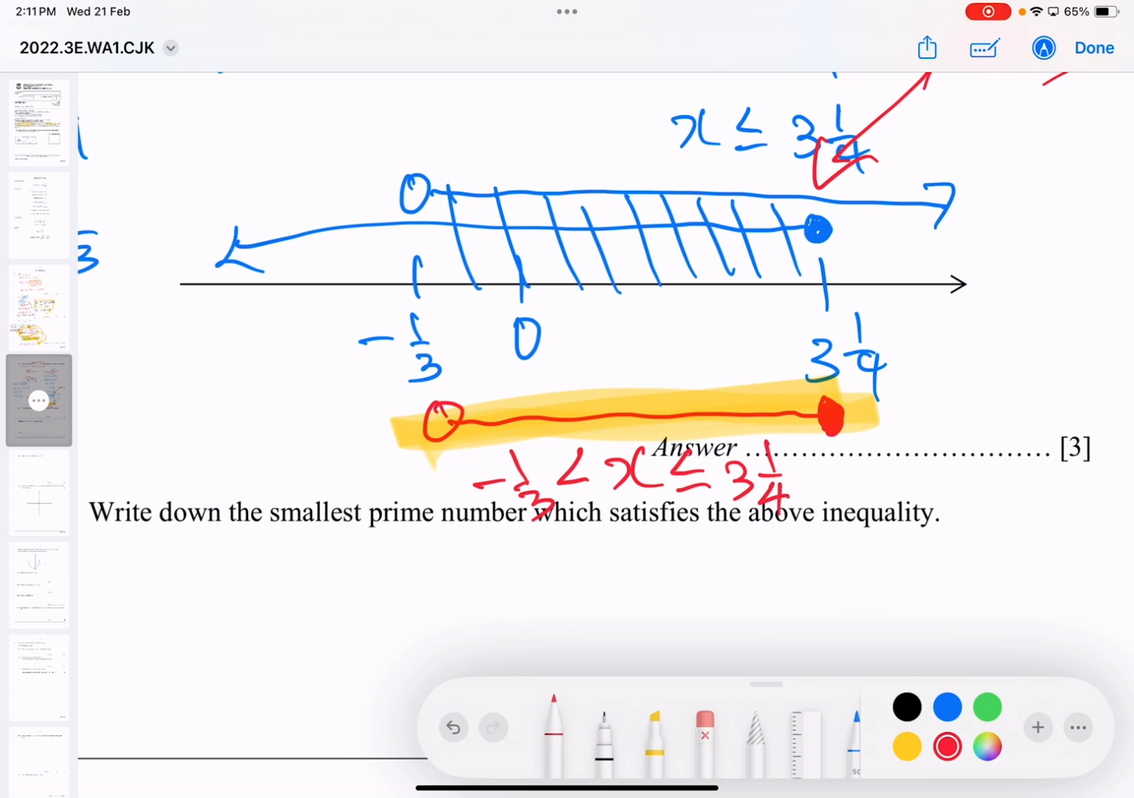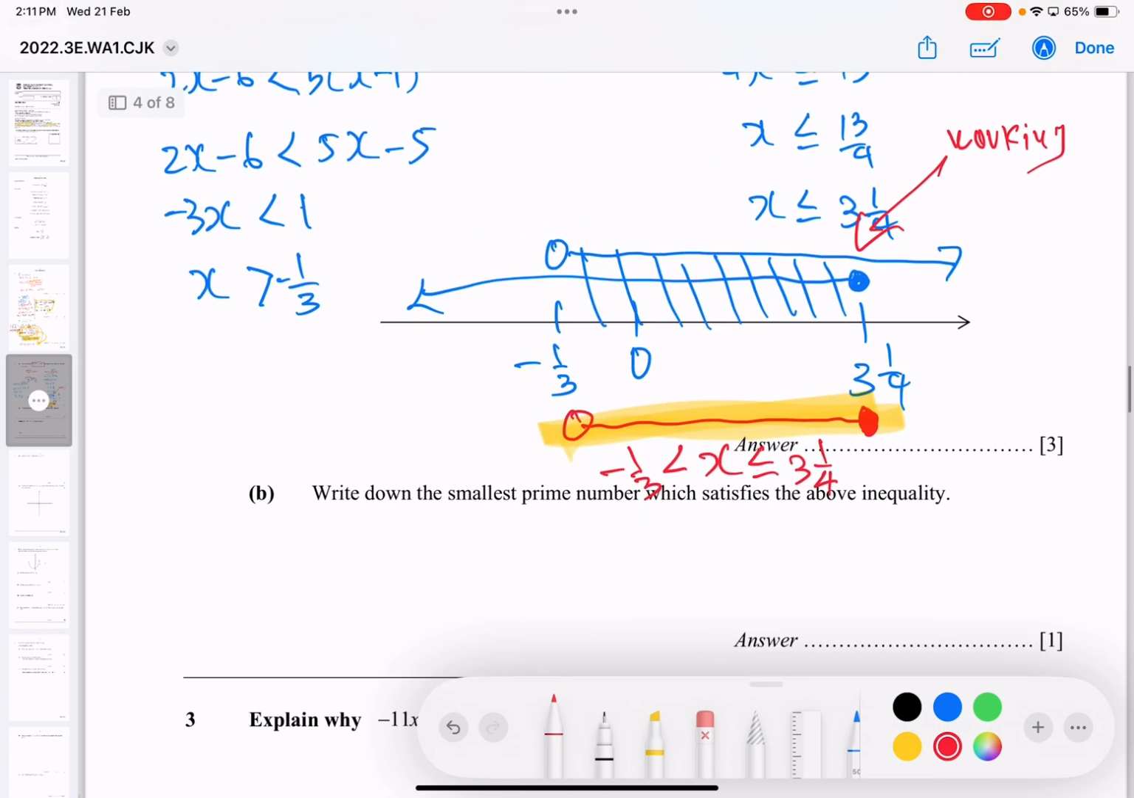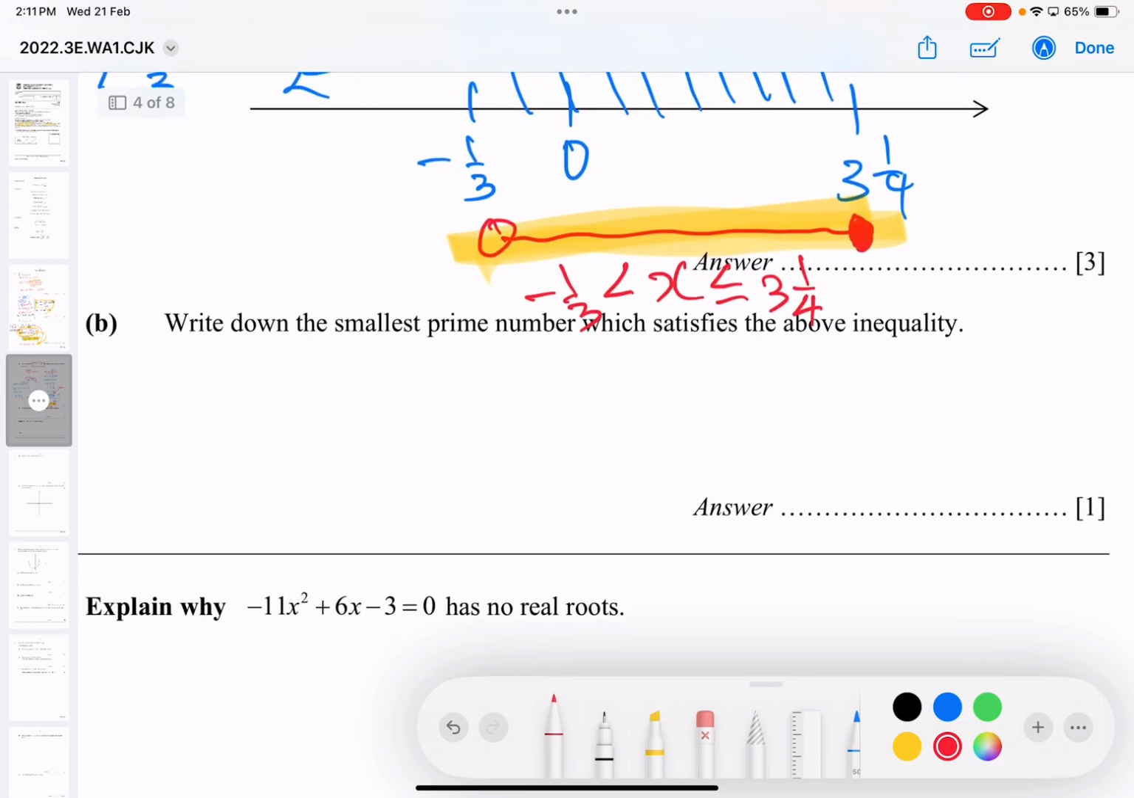Okay, 3 and 1/4. Okay, so part B, write down the smallest prime number which satisfies the above inequality. So what is the smallest prime number over here? 2. Okay, 1 is not a prime number. I repeat again, 1 is not a prime number.